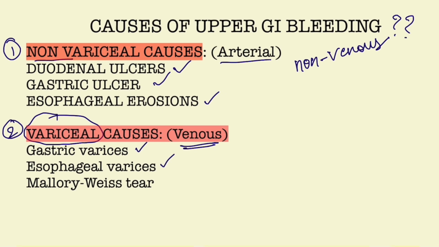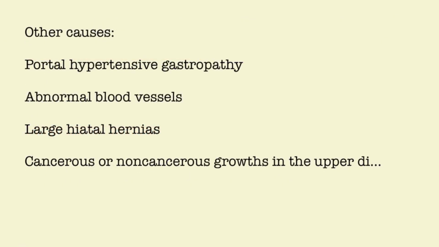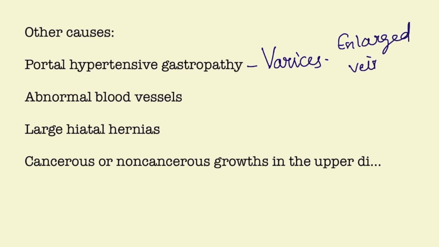So the causes include duodenal ulcer, gastric ulcer, esophageal erosions, gastric varices, esophageal varices, and Mallory-Weiss tear. It is a tear in the gastroesophageal junction. The other causes of upper GI bleeding include portal hypertensive gastropathy. This can lead to the formation of varices, which are enlarged veins that can rupture anytime. This could be due to chronic alcoholism.